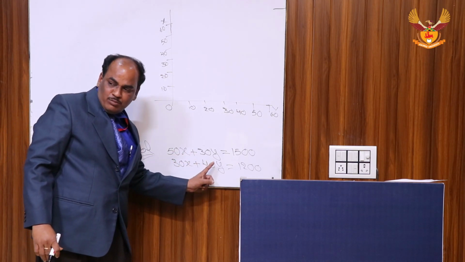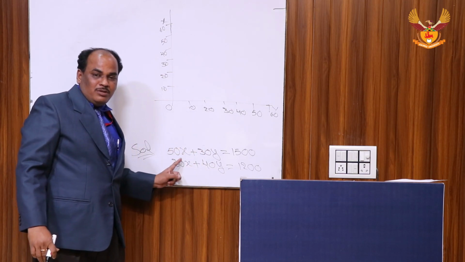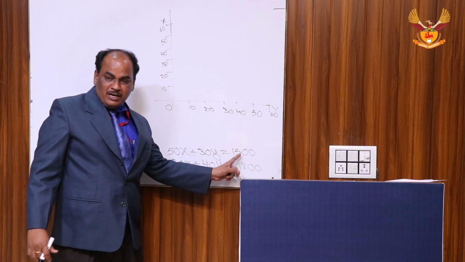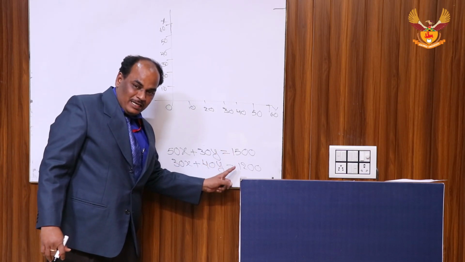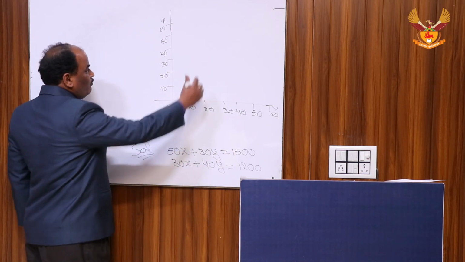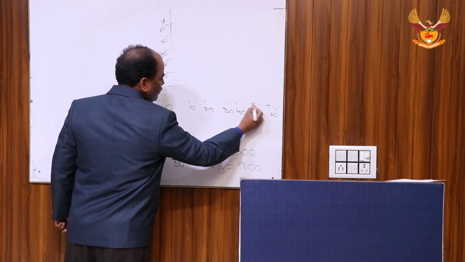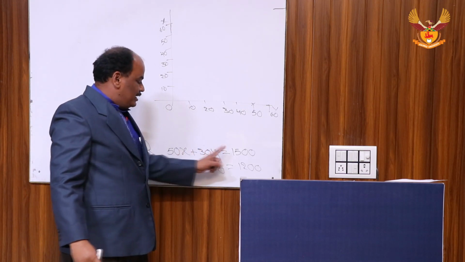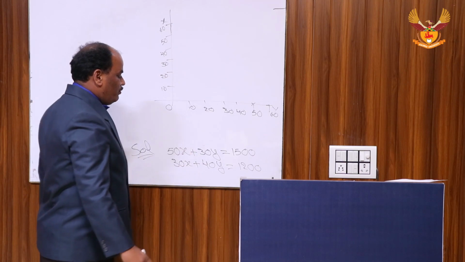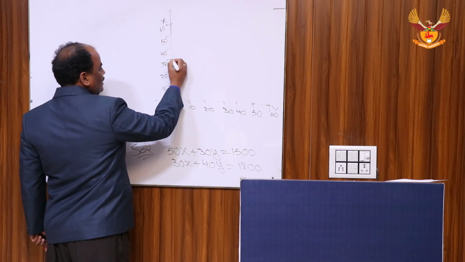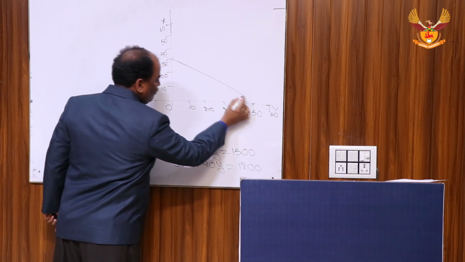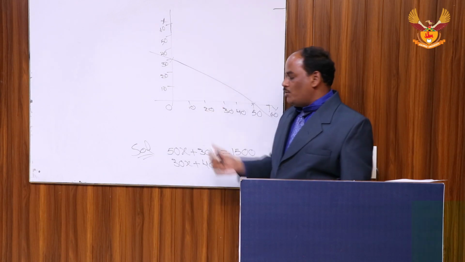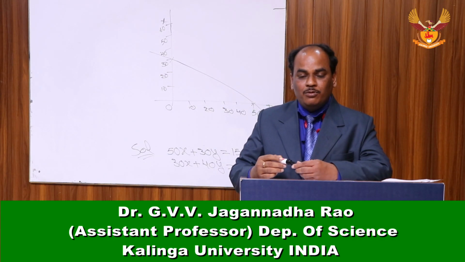First of all, x and y are independent variables. If I shift the x variable to the origin, then it becomes 30y is equal to 1500, then y is equal to 1500 by 30, that is nothing but 50. So the y value is 50. Similarly, if I shift the y value to the origin, then 50x is equal to 1500, x is equal to 1500 by 50, that is 30. Similarly, we will calculate the second equation, and then we will substitute those x and y values in the objective function. We will get how much you need to purchase of x and y.